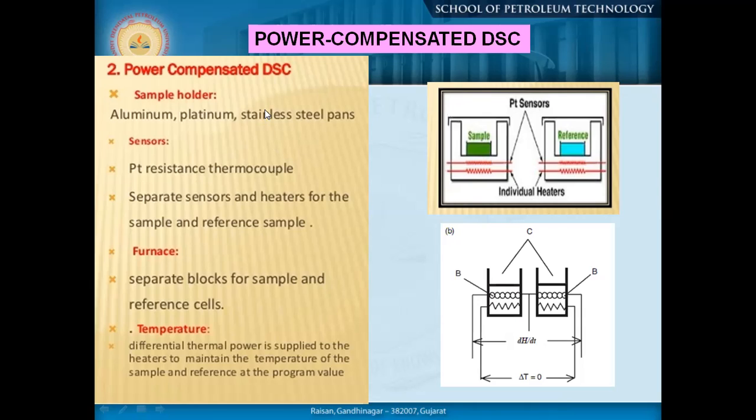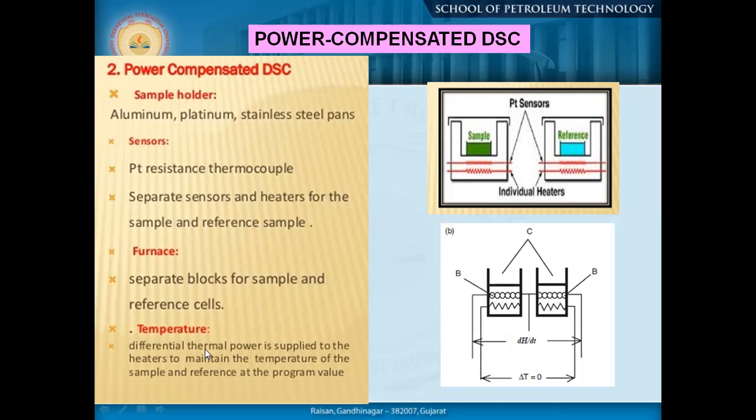Now if you see here, we have power compensated DSC. That means a platinum resistance thermocouple is used, with a separate sensor and heater for the sample and the reference sample. Earlier, the sample chamber and the reference chamber were not separated, but here both are separated, and they have separate blocks for the sample and reference cells, with separate sensors and heaters.